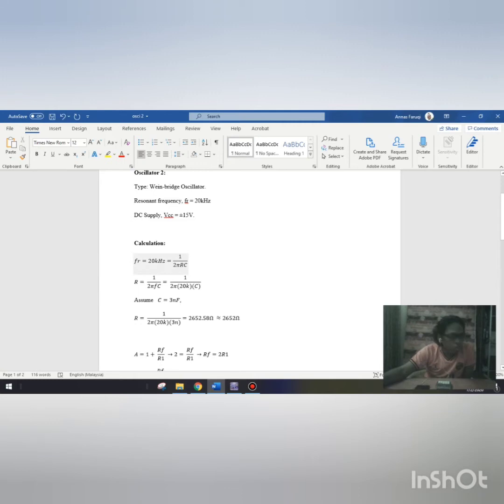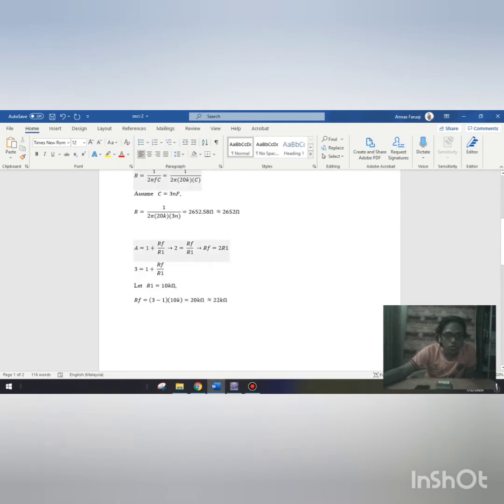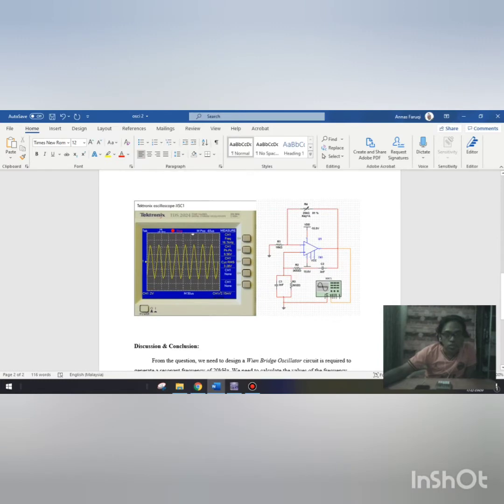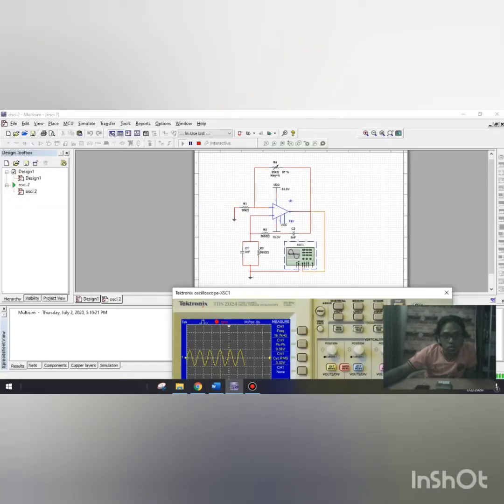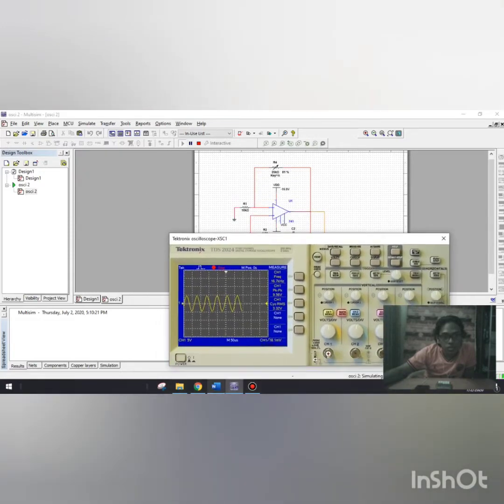From the frequency given, 20 kilohertz, we use this formula to get the value of the resistor. We assume the capacitor is 3 nanofarad. Then we find the value of R1 and RF by using the voltage gain formula. So this is the circuit that I made. Same goes here, the same result.